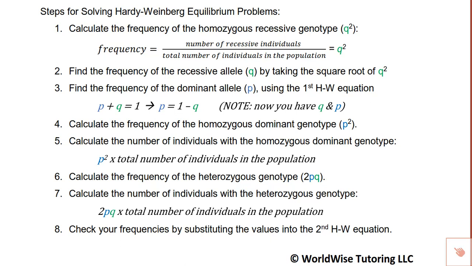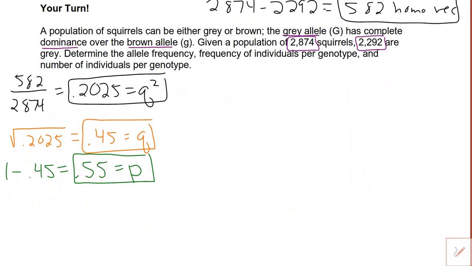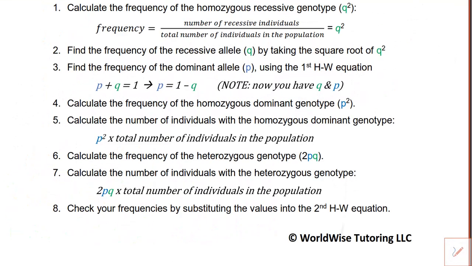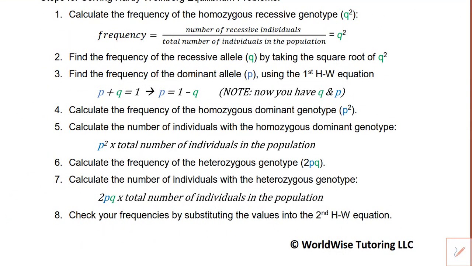All right, looking at step 4. We're going to calculate the frequency of the homozygous dominant genotype, P squared. Taking my P value, I'm going to go ahead and figure out what the P squared is. P squared is 0.3025. I'm just squaring that P value. I'm going to box this. We have completed step 4.